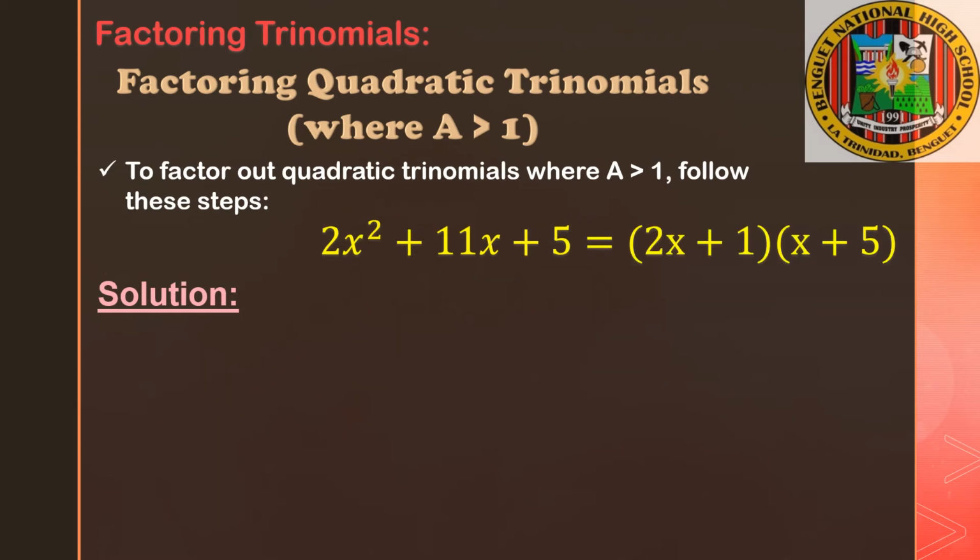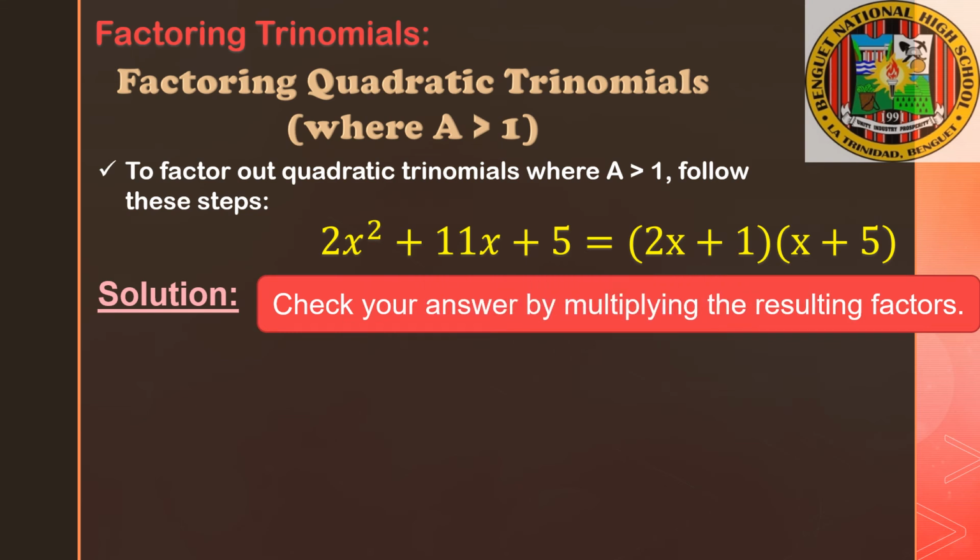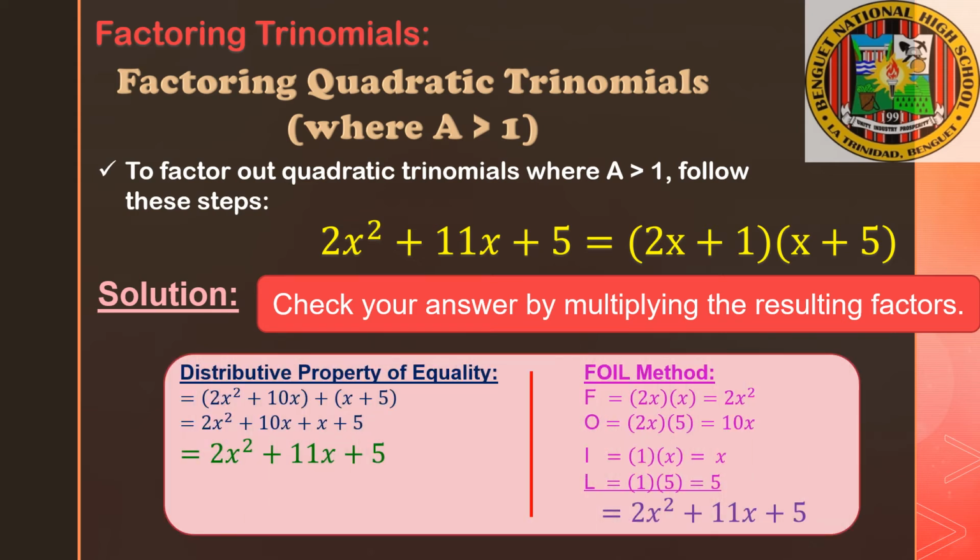As usual, our last step is to check our answer through multiplying. Again, since the factors are binomials, we can use the distributive property or the FOIL method to multiply the factors. If we do the processes right, we can see that the product of any method is equal to the given trinomial, which means that our factors are definitely correct. Good job for following with the lesson.